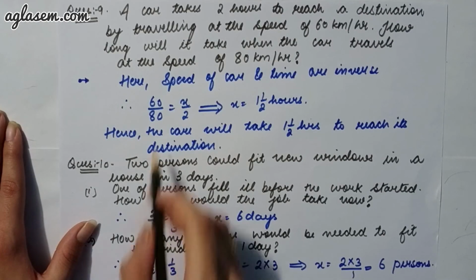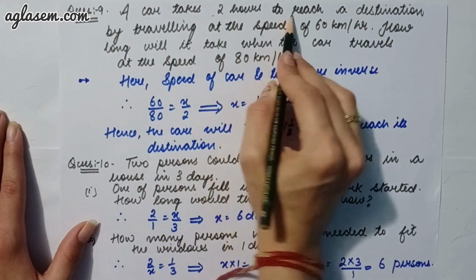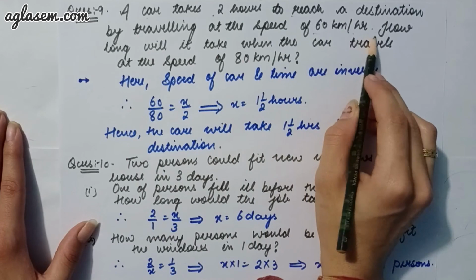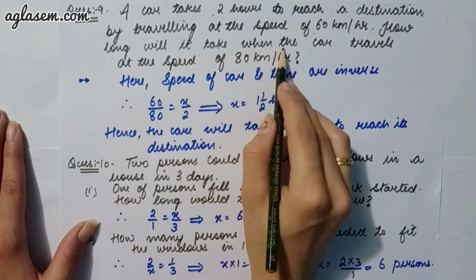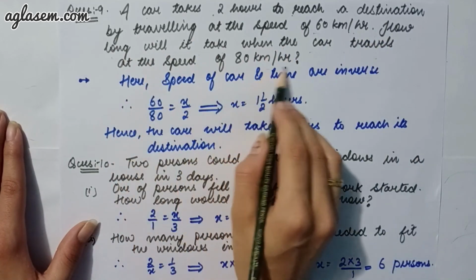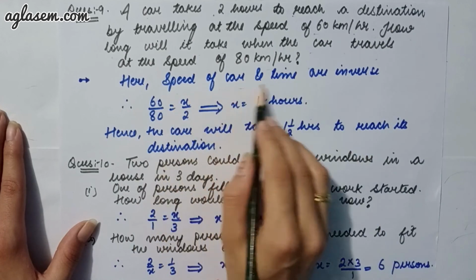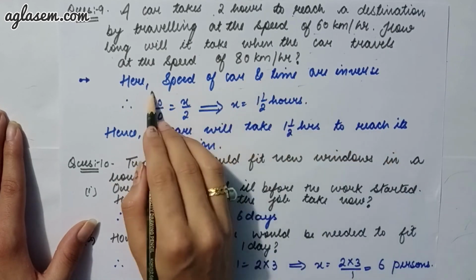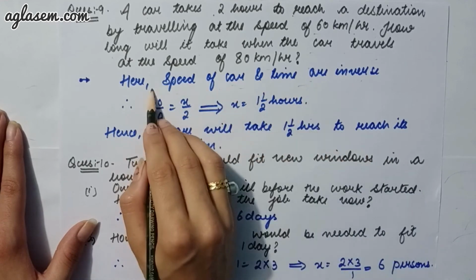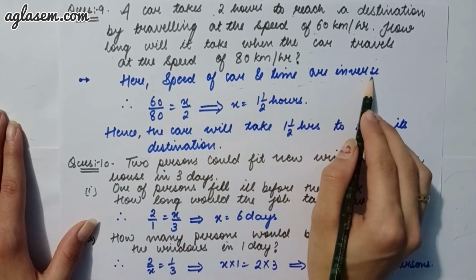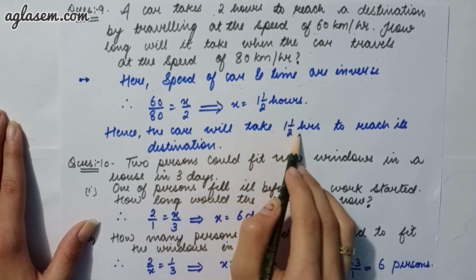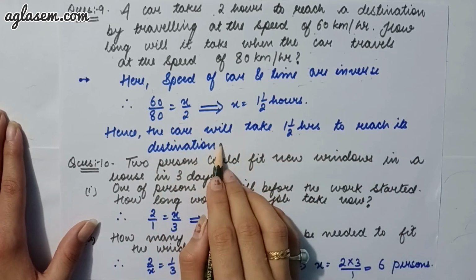Moving to the 9th question, which says a car takes 2 hours to reach a destination by travelling at the speed of 60 km per hour. How long will it take when the car travels at the speed of 80 km per hour? So the speed of the car and the time are inversely related. Therefore, by making an equation, the car will take 1.5 hours to reach its destination.